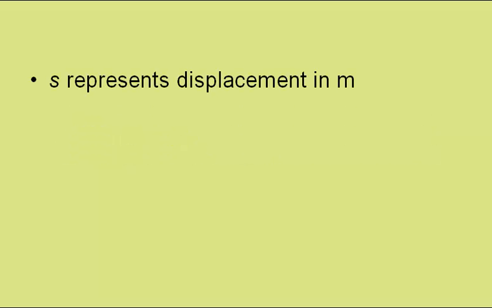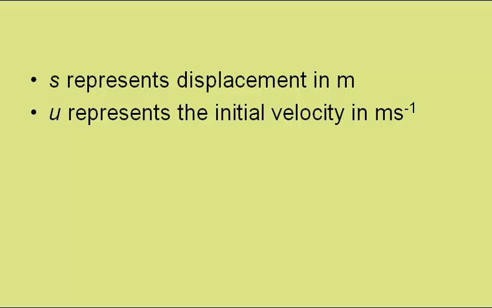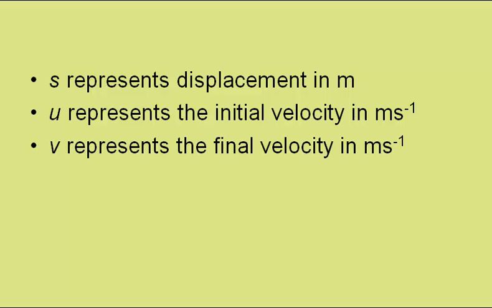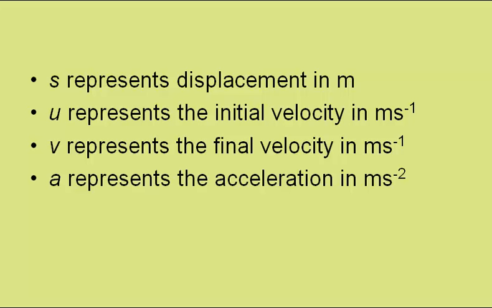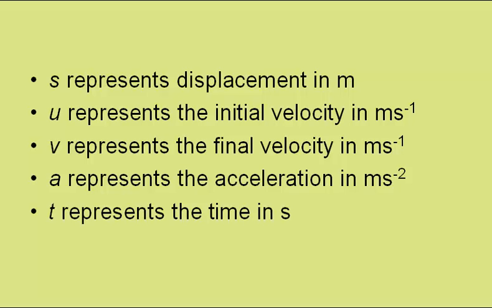The terms we're going to use. I'm going to use S to represent the vector displacement in meters. Sometimes X is used to represent displacement. U will represent the initial velocity of the body in meters per second. V will represent the final velocity of the body in meters per second. A, the acceleration in meters per second squared, and T, the time in seconds.